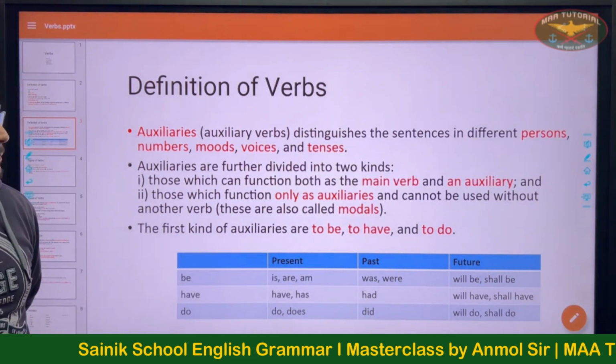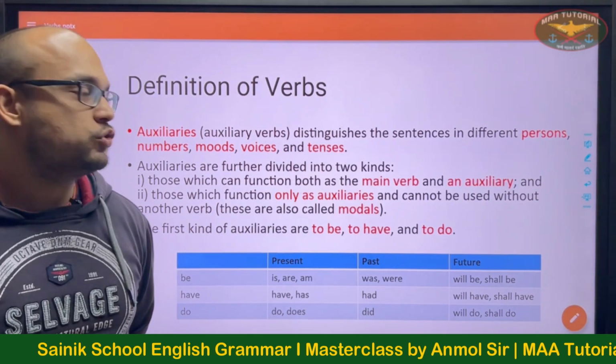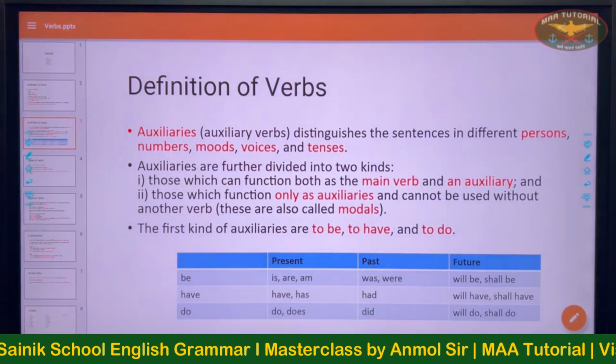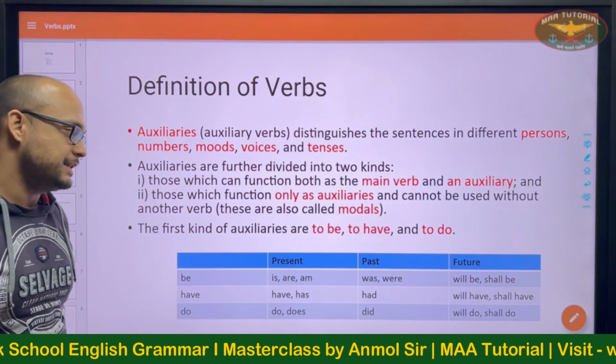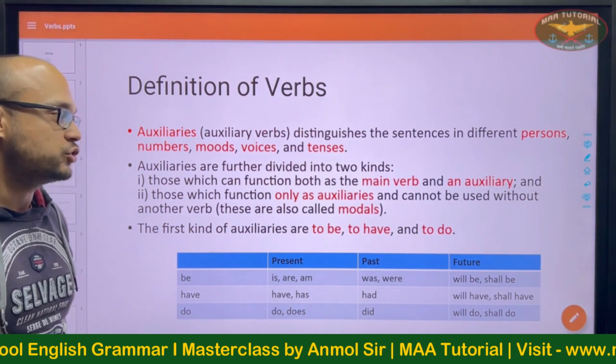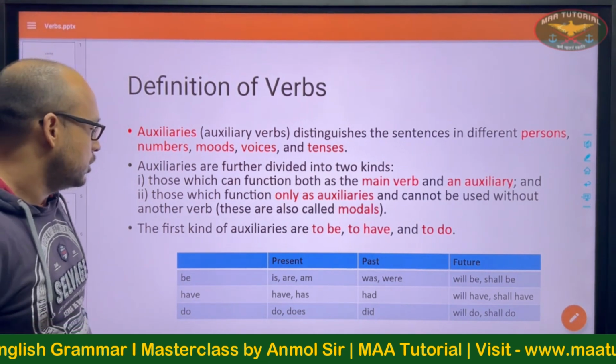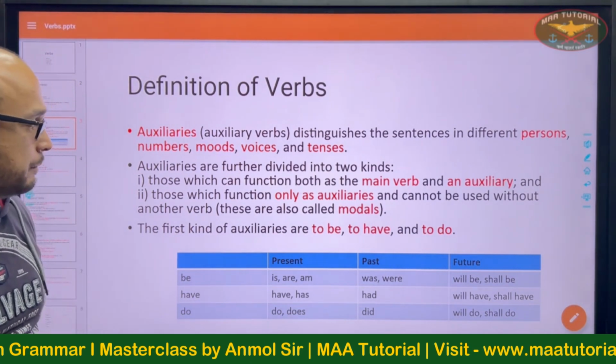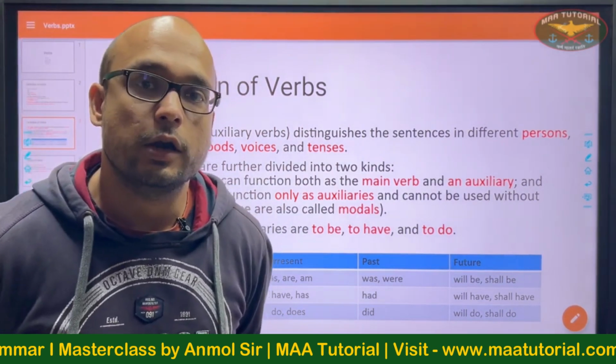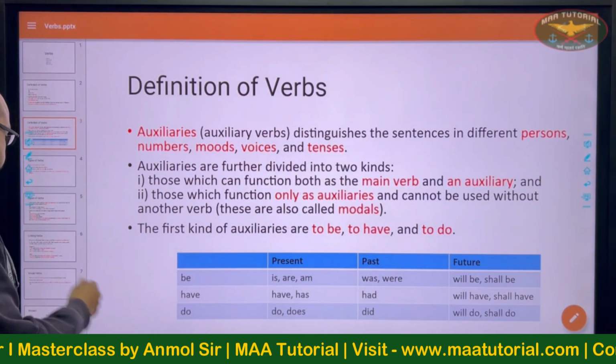Be is are, am, past was, were, future will be, shall be. Have, present form, have and has, past form had, future will have, shall have. Do, present form do and does, past form did, future will do, shall do.